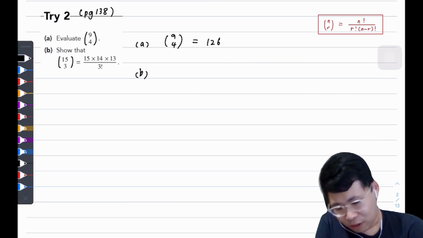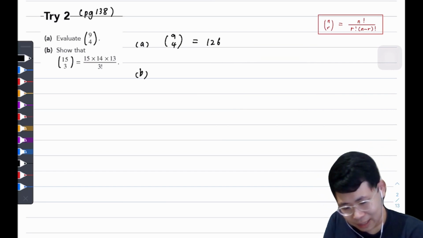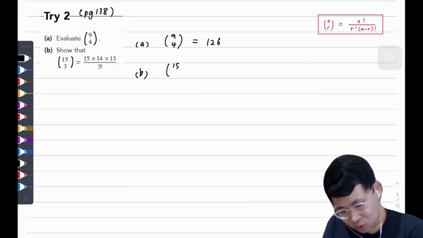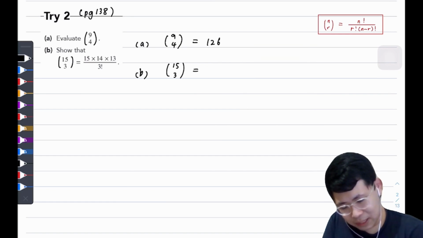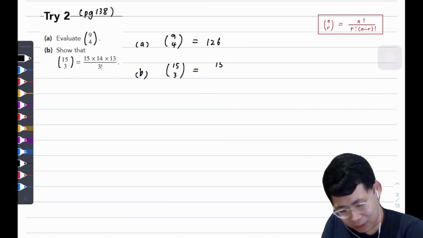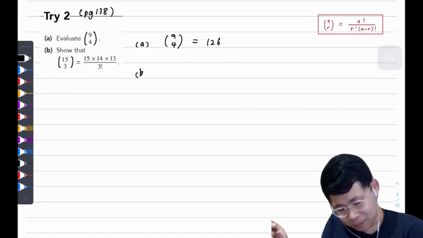Okay. Now for B, show that 15 choose 3 is that. So let me do this. 15 choose 3 is going to be equal to, now I'm going to have a 15 factorial over there. Maybe let me write this a bit bigger. So 15 choose 3, like that.